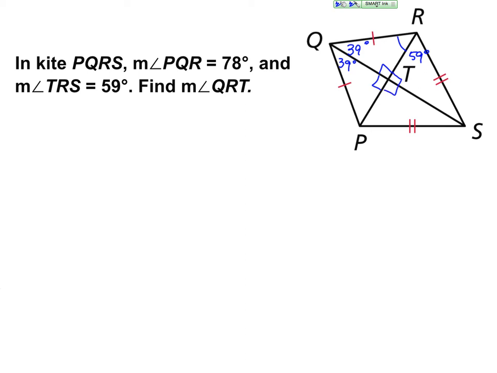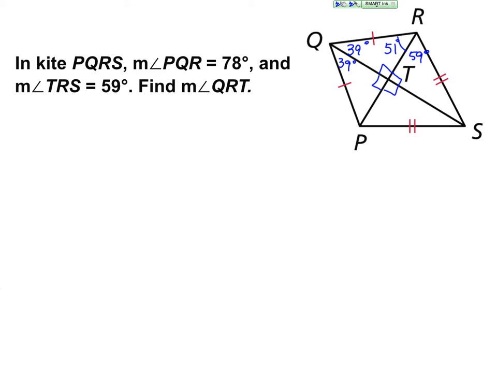So you can do triangle sum now. Yeah. 90 and 39 is 129. So 180 minus 129. Is that 51? Yeah. And let's keep going. Can we find some more? Can you find this angle?